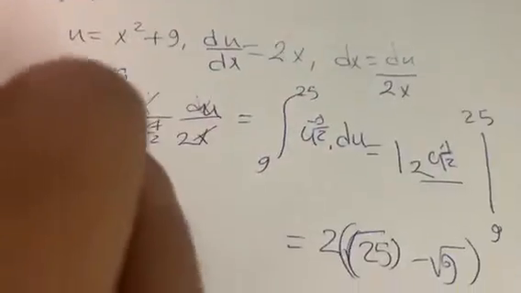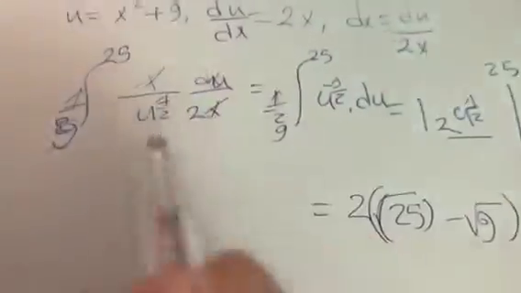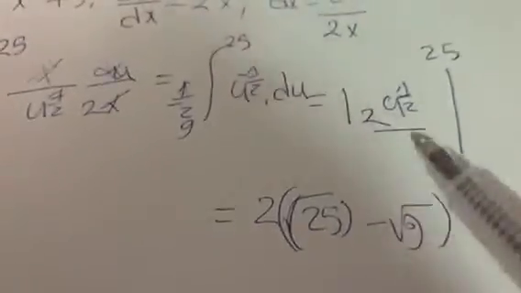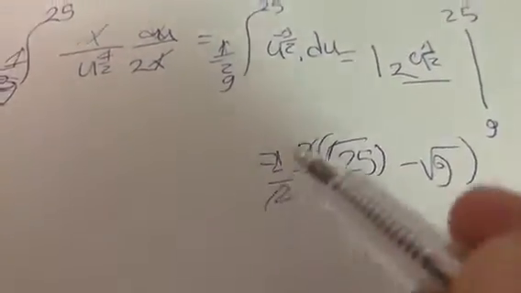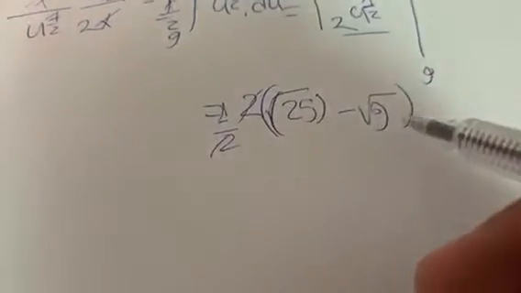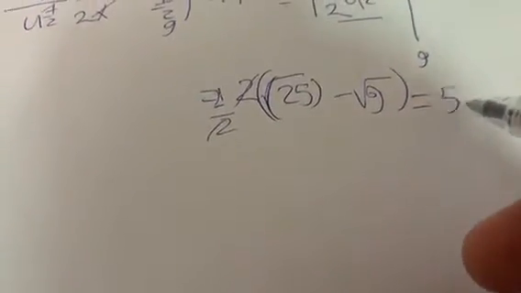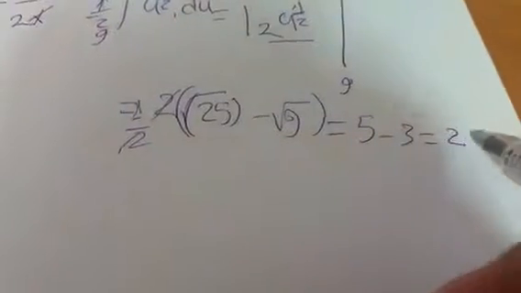Of course we forgot the half outside, so the half cancels with 2, so it's the square root of 25 minus square root of 9, which is 5 minus 3, so the answer is 2.